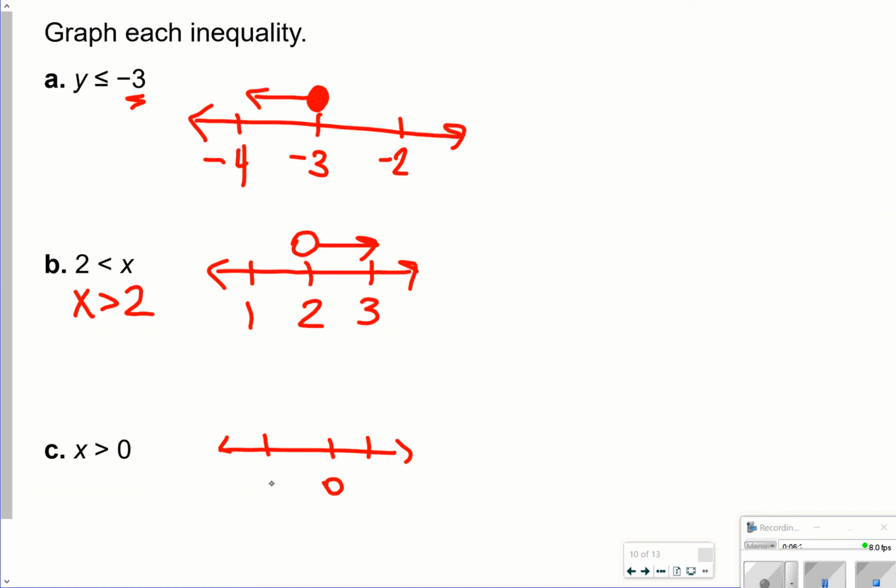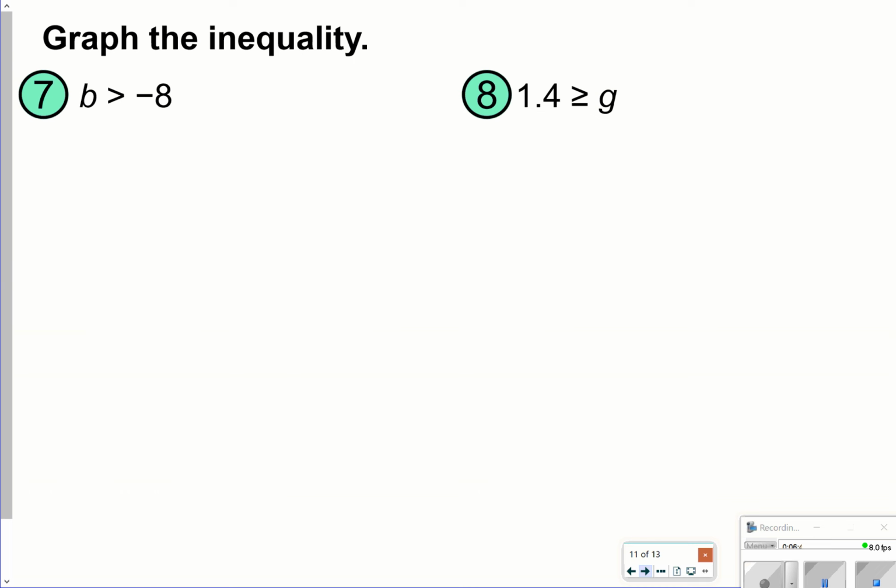The last one for letter C, very similar to letter B. I have 0, negative 1, and positive 1. I have a greater than symbol and an open circle, so I'm going to point to everything greater than 0. Here are 2 that you get to try on your own, so let's go ahead and pause the video here. Maybe think about rewriting number 8 to help you.